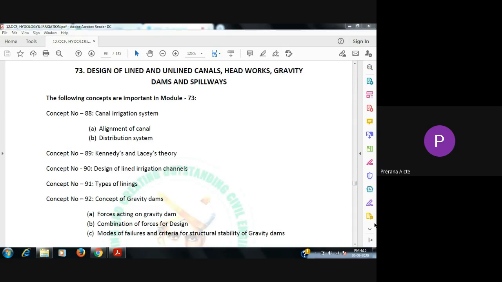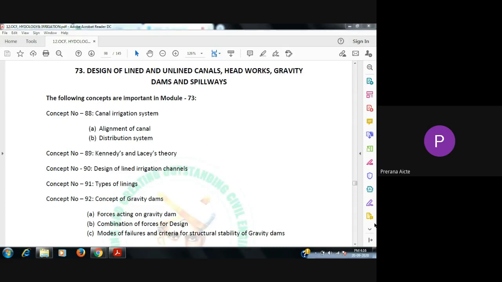Of course, lined irrigation channels may not be that important now. But the thing is, we concentrate on unlined canals, using Kennedy's theory and Lacey's theory. Lacey's theory is more important than Kennedy's theory for GATE examinations as well as other competitive examinations. Then types of linings. What is lining actually? For example, the canal bed and sides are protected with impervious material. It's called lining of a canal.